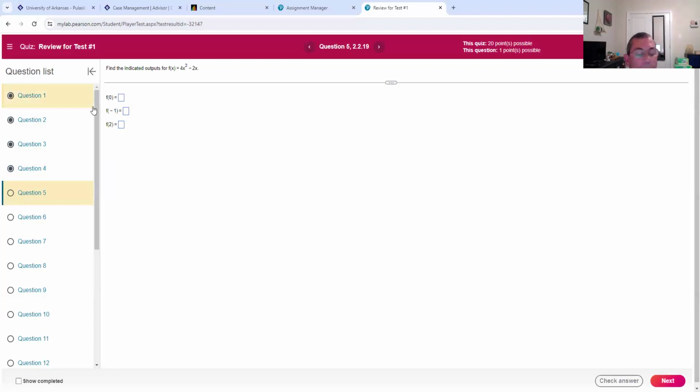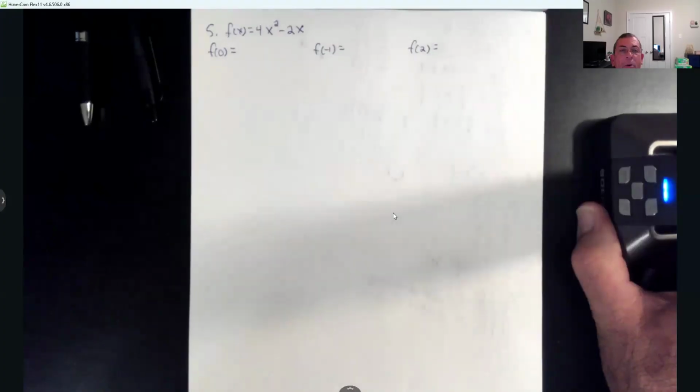All right, y'all, so for number 5, they're giving us f of x equals 4x squared minus 2x. They want us to find f of 0, f of -1, and then f of 2. So many ways you can do them. You can do them by hand, or you can do them on your calculator, okay? I'll probably just knock these out by hand real quick.